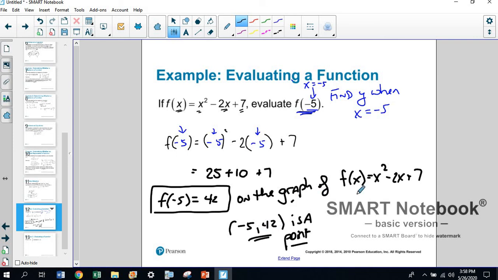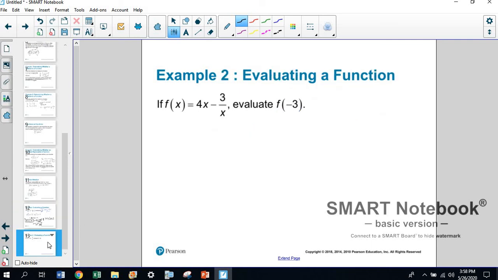So the points on the graph of this function correspond to the values that you get out when you plug in x's and figure out what the y's have to be. Okay? So we'll talk more about the graphs next time, but I want you to focus on evaluating a function. And so if we go to the next problem, notice f of x is now different. I've called it something different. It's 4x minus 3 divided by x. I want you to evaluate f of negative 3. Pause the video, take a minute, figure that out, and we'll come right back to it.